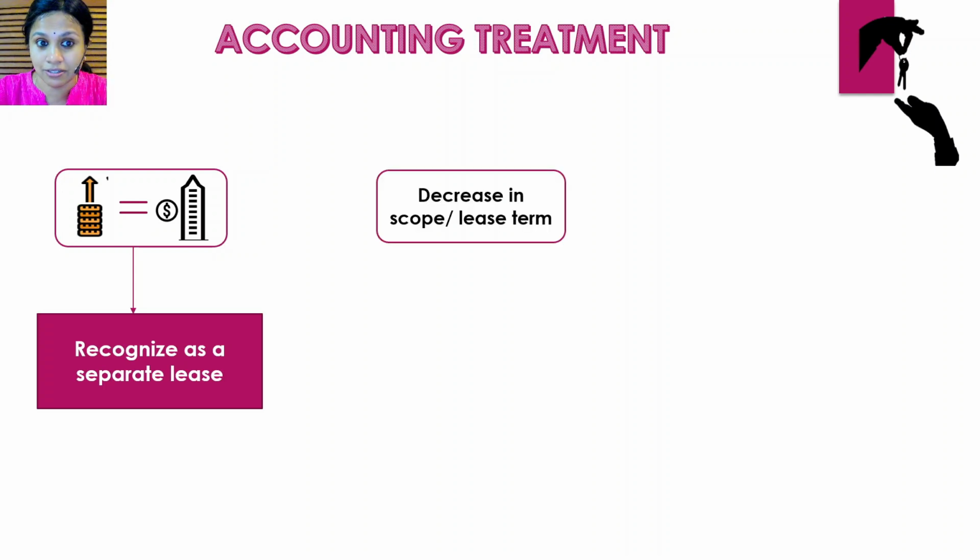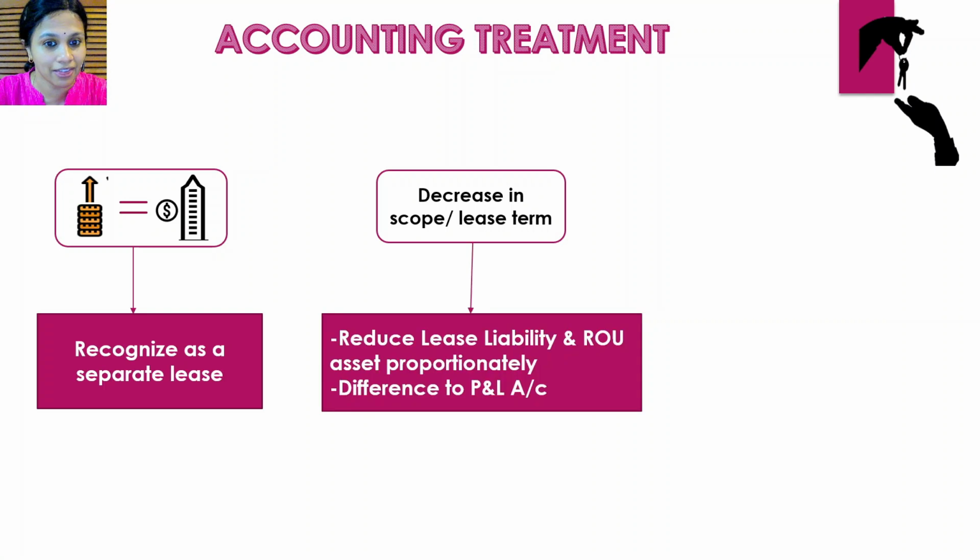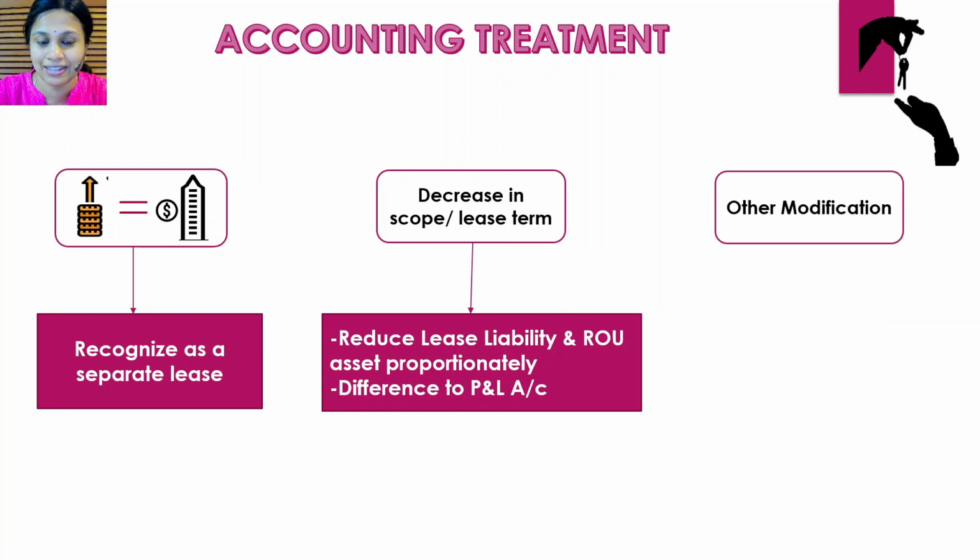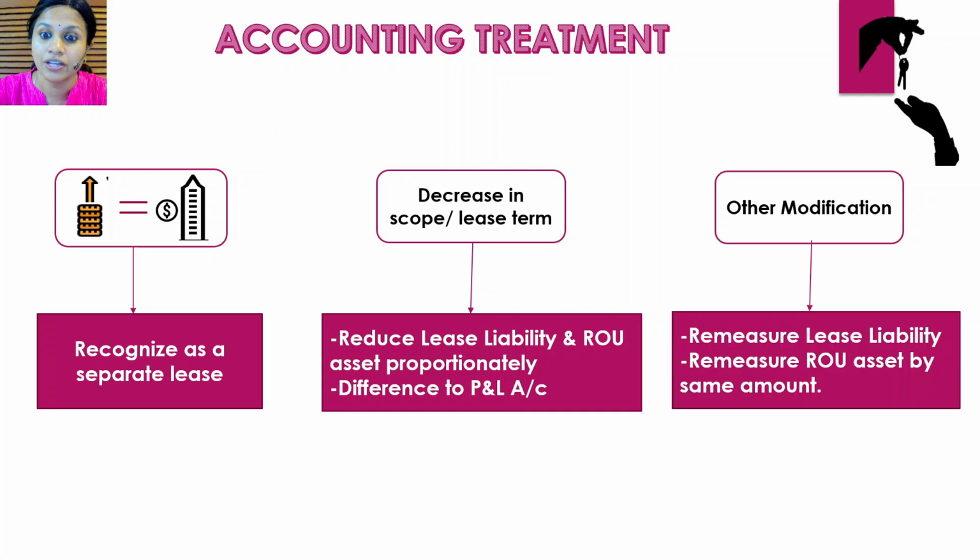If it is not an increase in scope, the next check is if it is a decrease in scope or lease term. If it is a decrease in scope or lease term, then you need to reduce the lease liability as well as the ROU asset proportionately. And any difference is to be taken to the P&L account. If it is neither of these, any other kind of lease modification, you need to remeasure the lease liability using the revised discount rate and adjust this increase or decrease in lease liability in the ROU assets account. Alright, with that base, let us start.